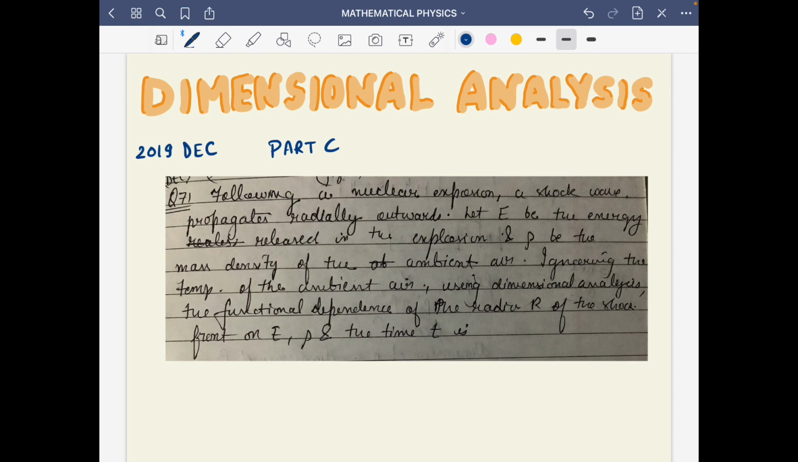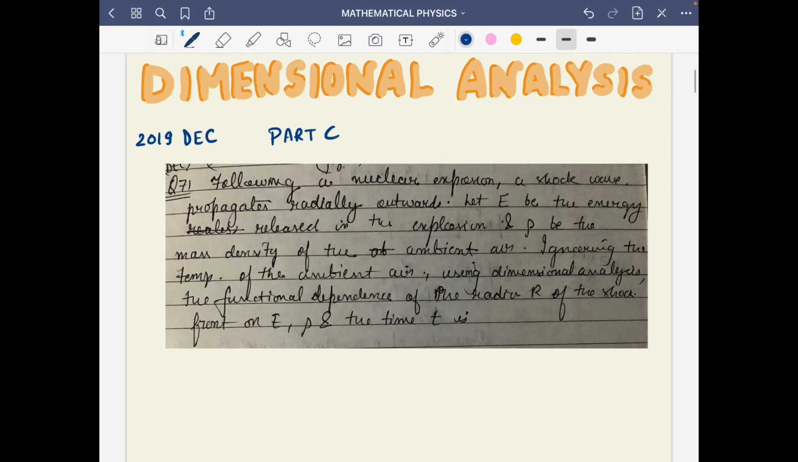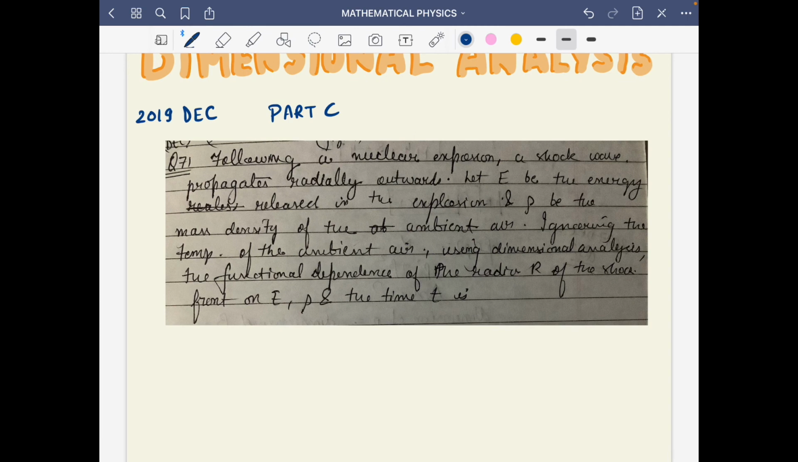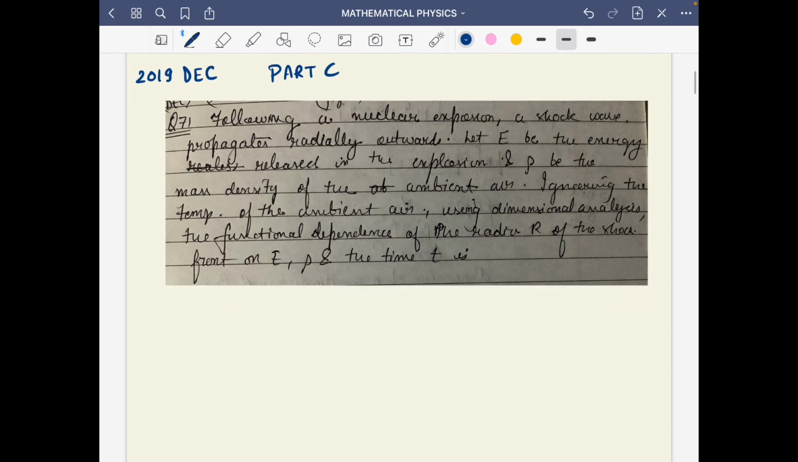You can go through the syllabus of the CSIR on the respective site. So I'll be telling you about the topic now. I'll be doing the questions. So first question is from 2019 December. It is from part C, so it carries 5 marks. It is a very easy question. You will find it very easy. So let's go through the question now.